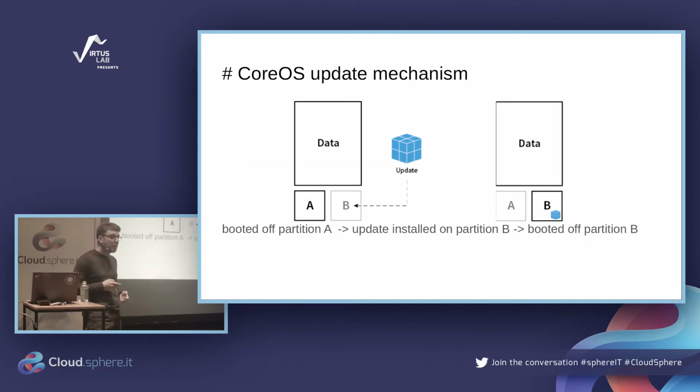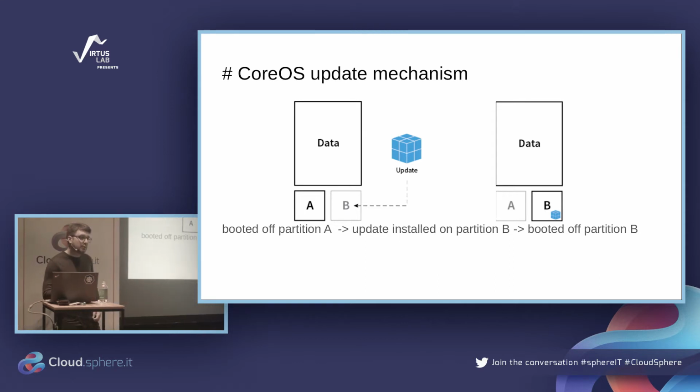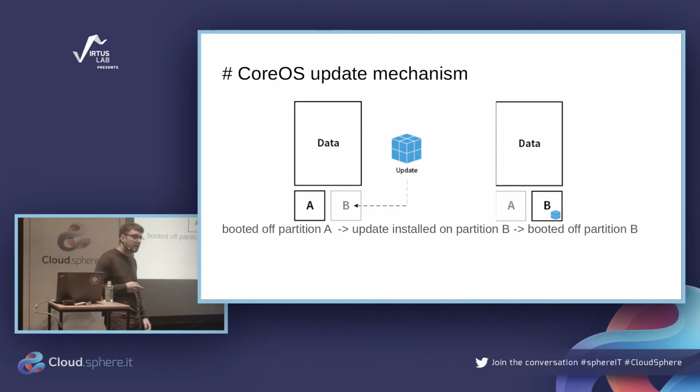Another nice thing about CoreOS is the update mechanism, which is quite interesting, and basically it's really secure because let's say that CoreOS is booted off partition A and the update will be installed on partition B. Then we can restart CoreOS and it will be booted off partition B. In case of any problem, we will come back to partition A.